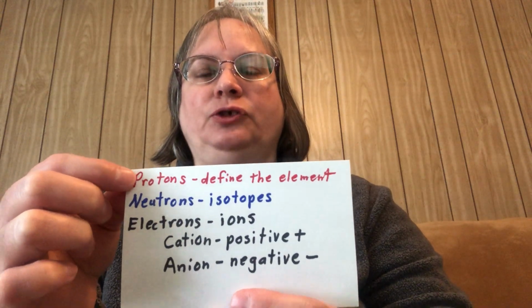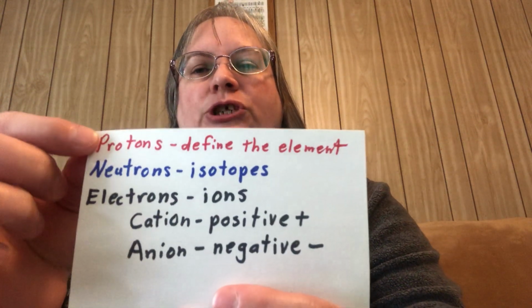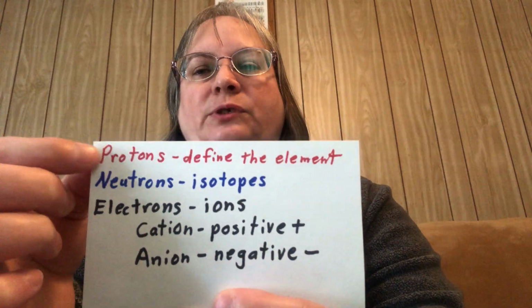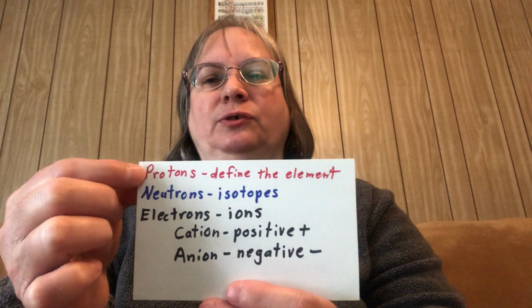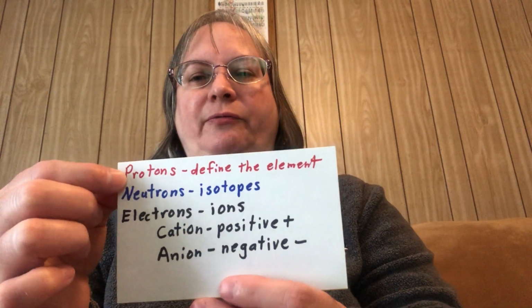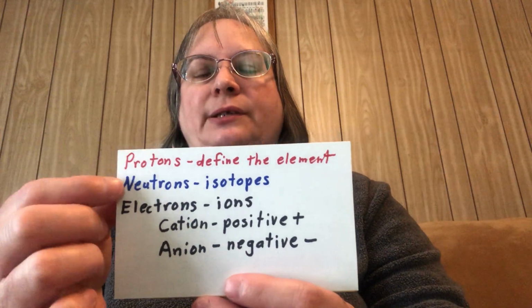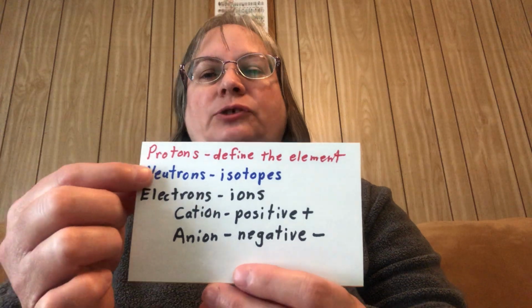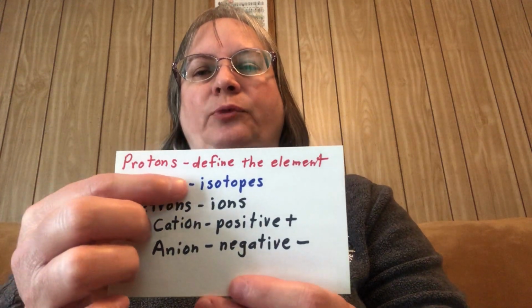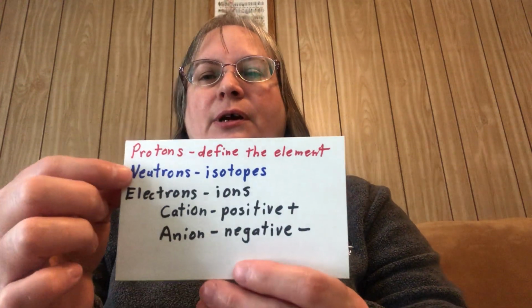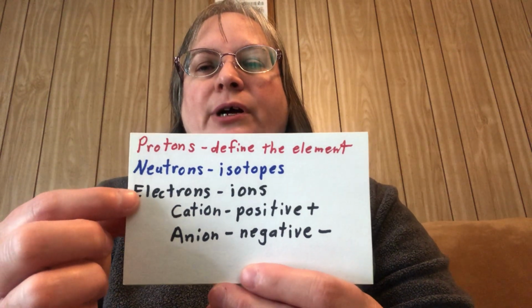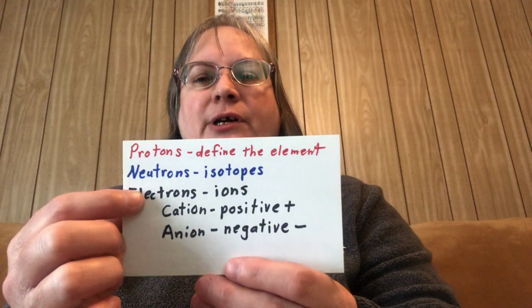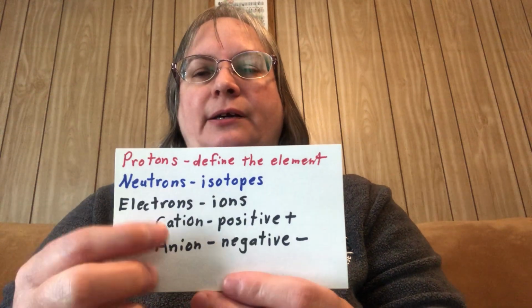So if you change the number of protons, you actually change the element itself. The protons define the element. So we cannot change those without changing the element itself. Neutrons, if we change the number of neutrons, usually add neutrons, we get an isotope. All right? And we'll talk more about that in a minute. Electrons, if we change the number of electrons in an atom, we get an ion.